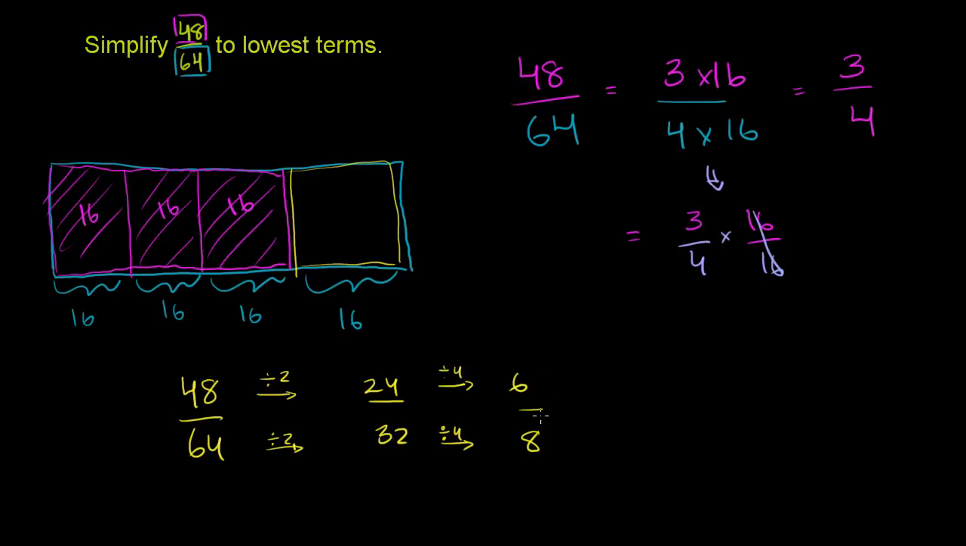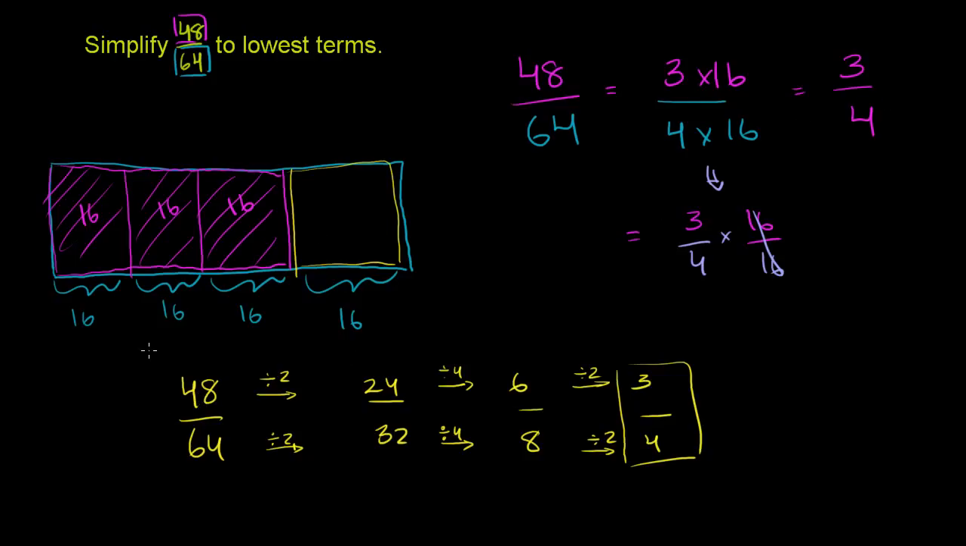And these are both divisible by 2. If you divide the numerator by 2, you get 3. You divide the denominator by 2, you get 4. And so this is the simplest possible terms, because 3 and 4 share no common factors greater than 1. So we're in lowest possible terms. However you want to do it, the fastest way is to say, hey, 16 is the biggest number that goes into both of these. Divide both by 16, you get 3/4.